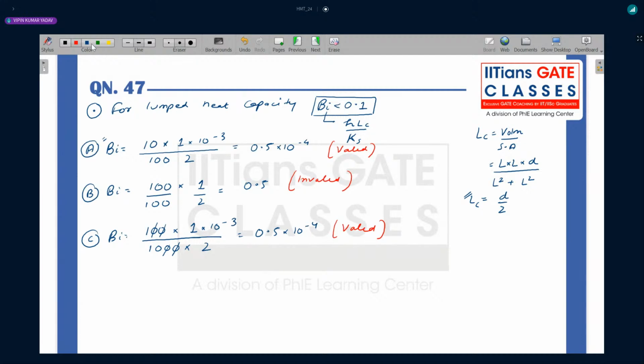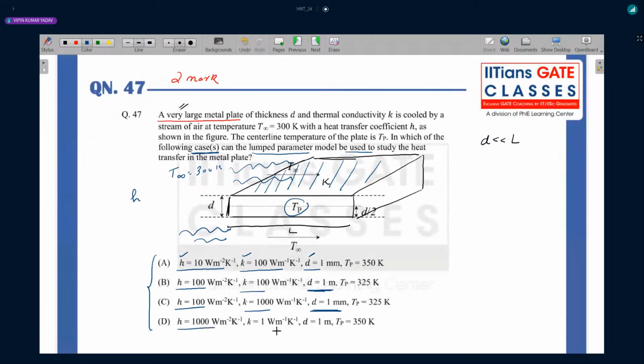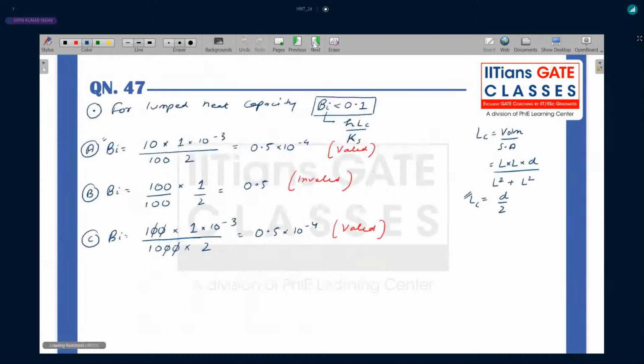And the last option D is telling me h is 1000, k is 1, and d is also 1 meter. So I don't have to convert this again. For option D, Biot number is equal to 1000 times 1 meter, so 1 by 2, and k is 1. So it is 500, which is very, very high. It will be foolish to consider it as lumped heat capacity. So it is again invalid.